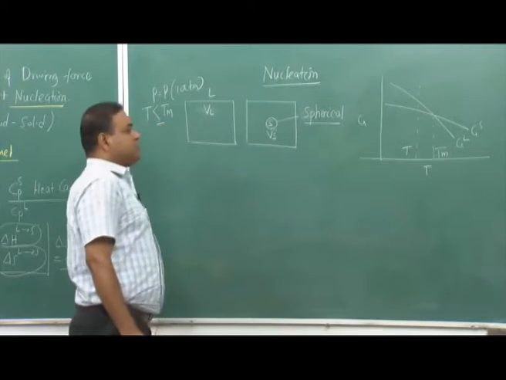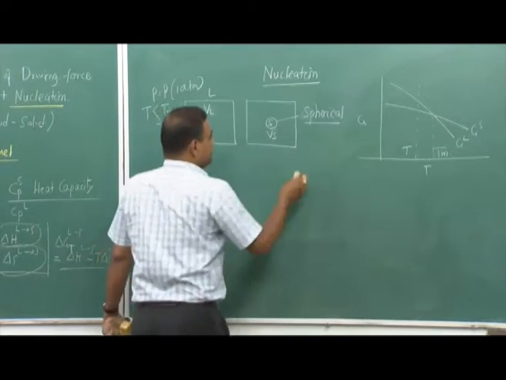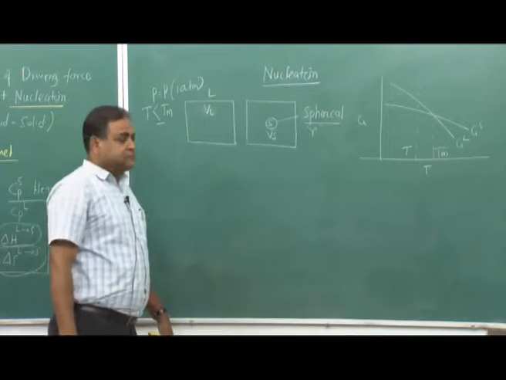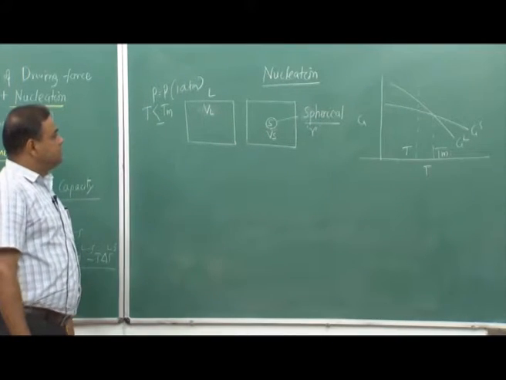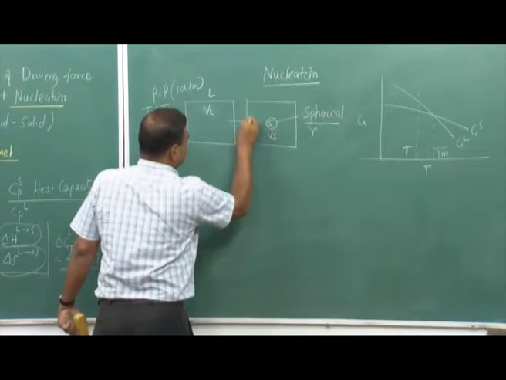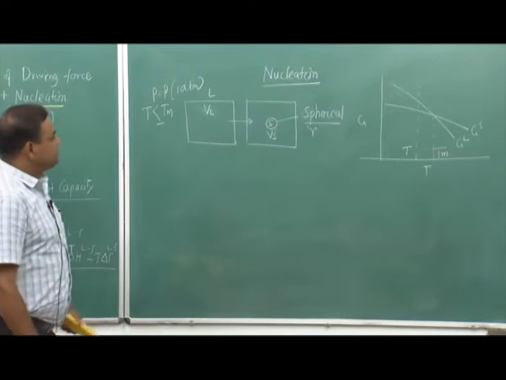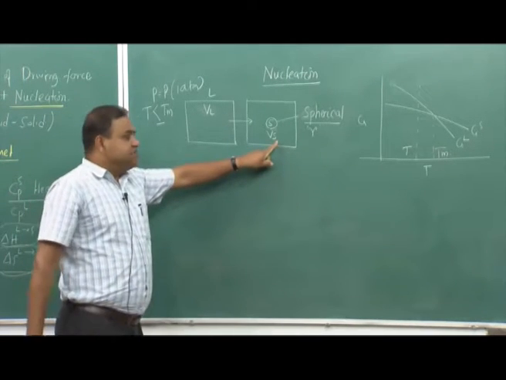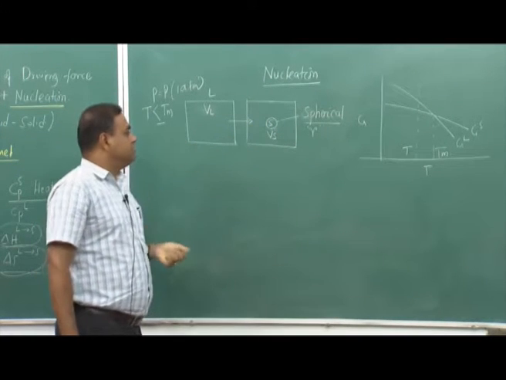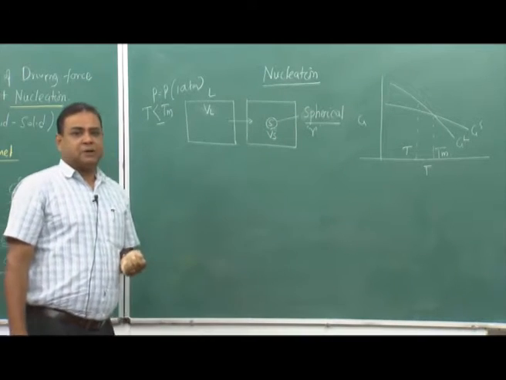Whenever we talk about spherical, that means it is a sphere, and it will have a radius r. Okay. Now, that means at that temperature, if we keep that liquid of volume V L, due to solidification it will form a solid of radius r and it will have a spherical shape.